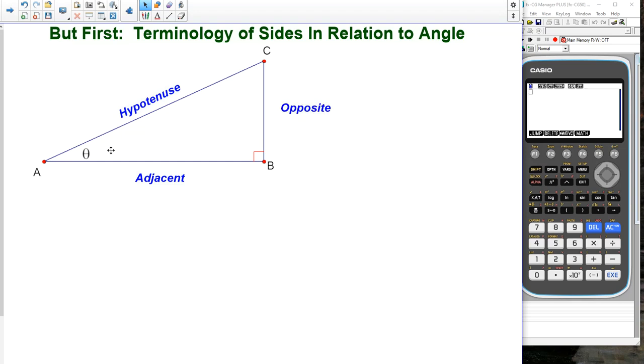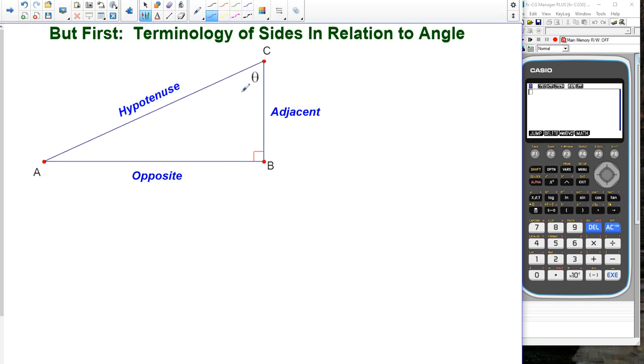So with this being my reference angle, opposite that angle is this side CB right here. This is opposite. Adjacent, which means touching, is going to be right next to it. Hypotenuse is always the hypotenuse. This is never going to be different. So if my reference angle came over here to angle C, now this would be opposite and this would be adjacent. This is an incredibly important definition that we're talking about here.